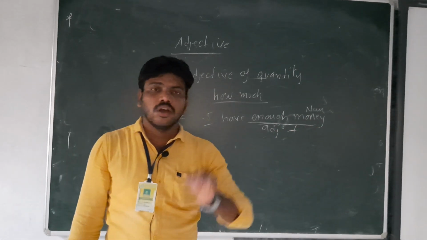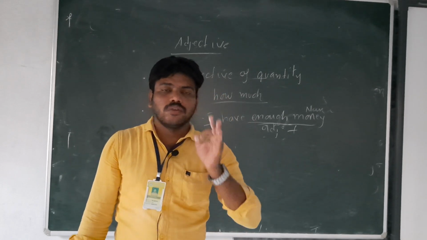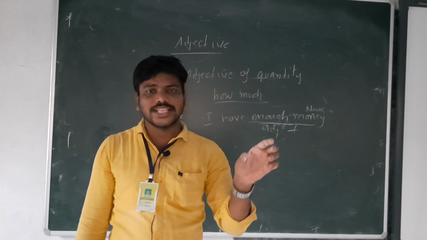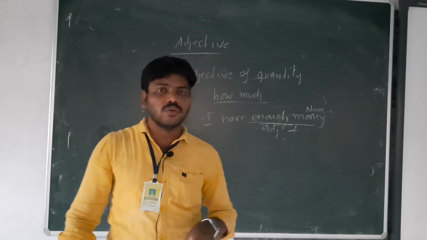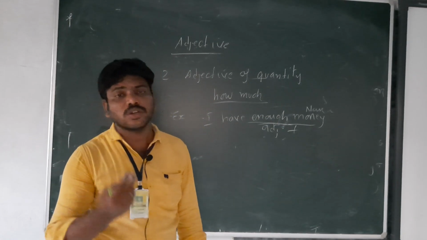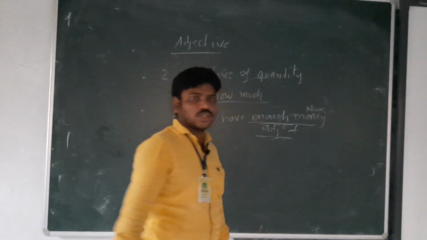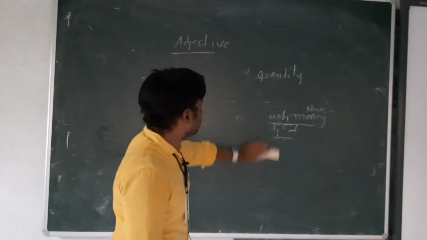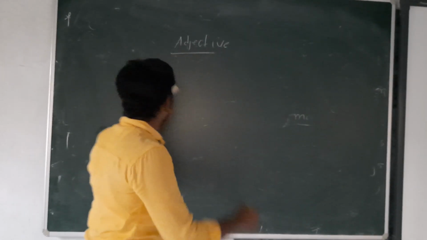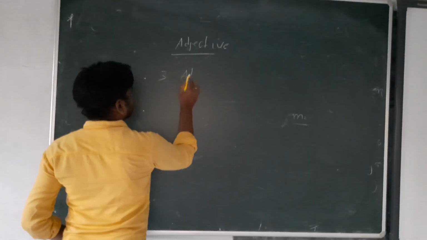So dear students, when we write any adjective, we have to place it before the noun. What should we place before the noun? Adjective. So this is called adjective of quantity. Next, adjective of number. Third type, adjective of number.